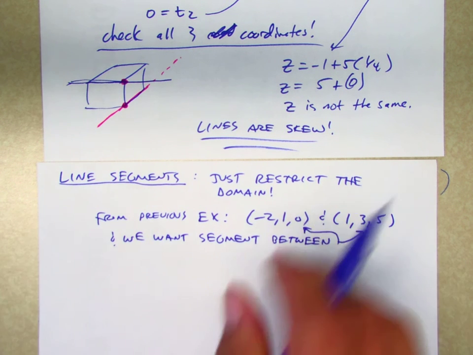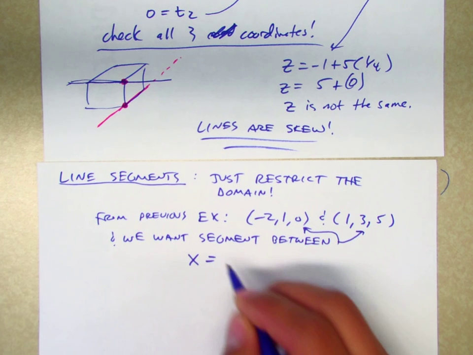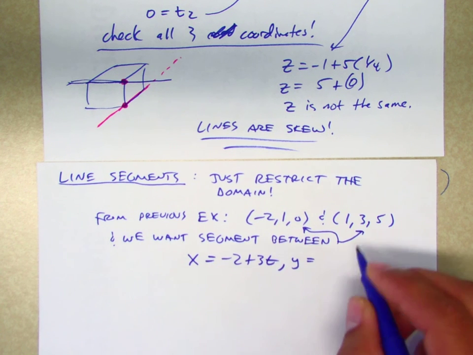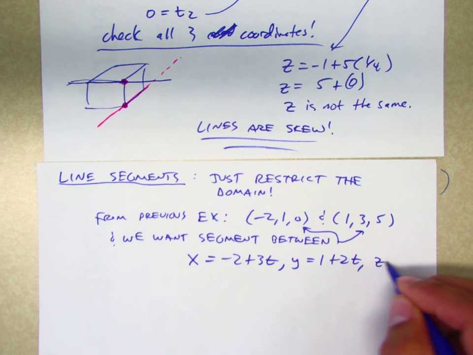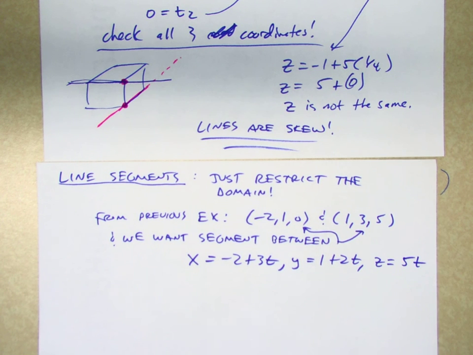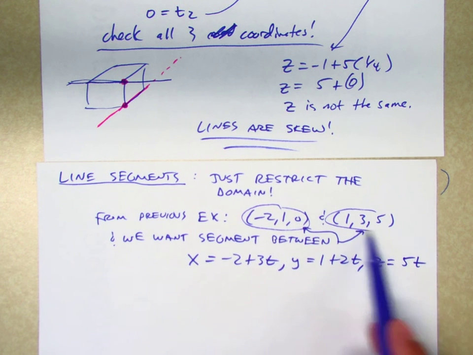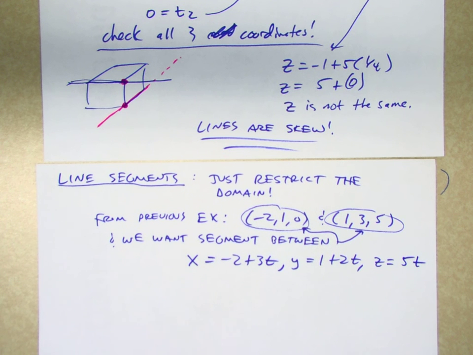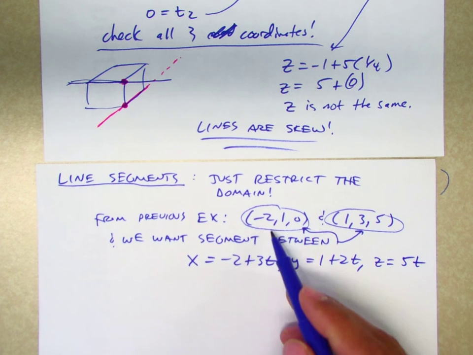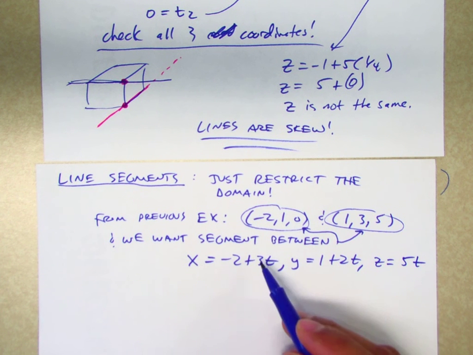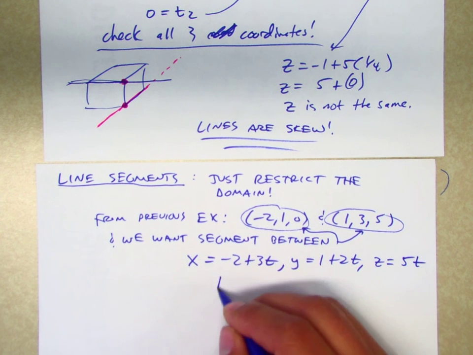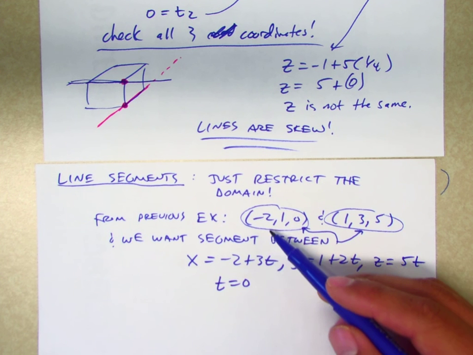We already know the equations because we did the work, so I'm just going to copy the answers down. It was x equals -2 plus 3t, y equals 1 plus 2t, and z equals 5t. Now if we want to specifically talk about from this point to this point, it's very easy to do. You basically just figure out what t has to be. You can do this by inspection. If you look at the first point, what does t have to be that produces this ordered triple? We know t has to be 0, correct. Everybody good with that?